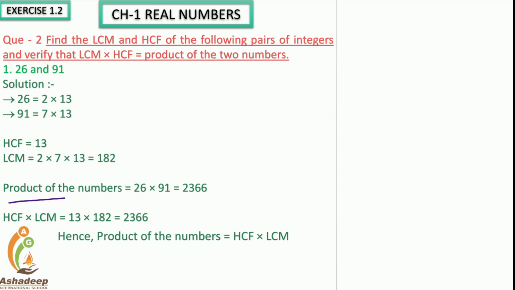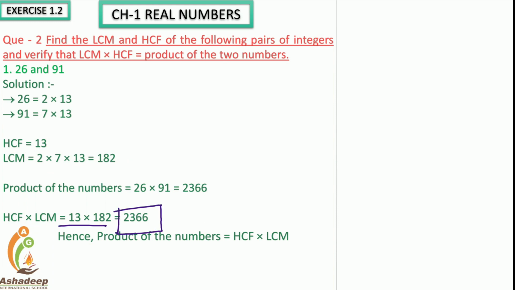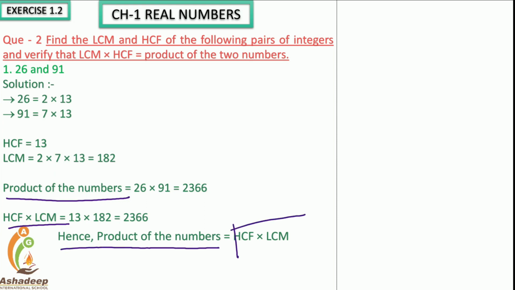Now the product of the two numbers, 26 and 91. 26 into 91 is nothing but 2366. Now LCM into HCF: the HCF is 13 and the LCM is 182. Multiply these two numbers and you will get 2366. So here we can conclude that the product of the two numbers is equal to the product of the LCM and HCF of the given two numbers. Hence the product of the numbers is the HCF into LCM.